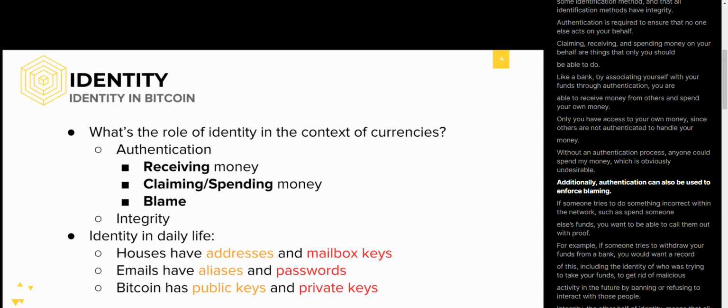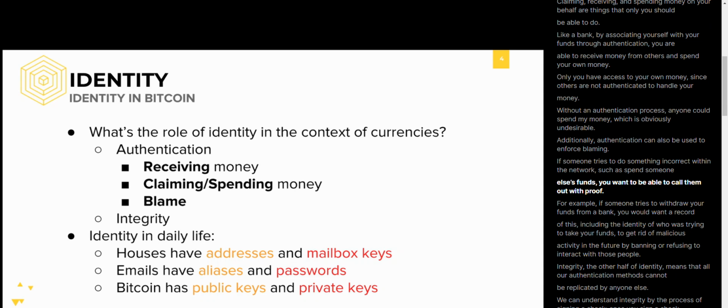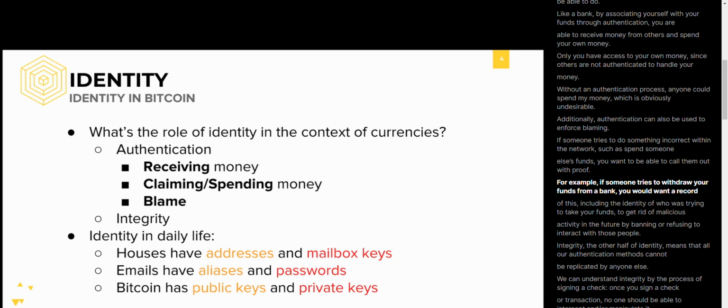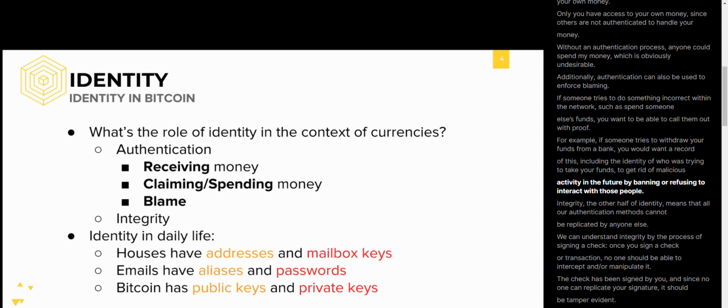Additionally, authentication can also be used to enforce blaming. If someone tries to do something incorrect within the network, such as spend someone else's funds, you want to be able to call them out with a proof. For example, if someone else tries to withdraw your funds from a bank, you would want a record of this, including the identity of who was trying to take your funds, to get rid of malicious activity in the future by banning or refusing to interact with those people.